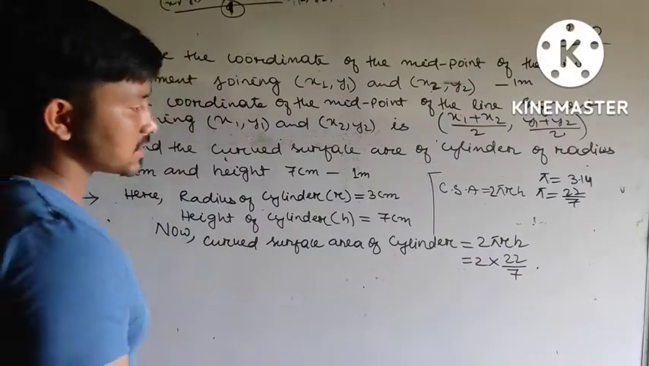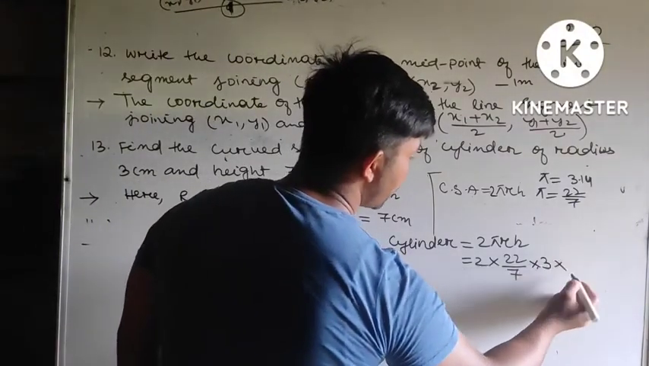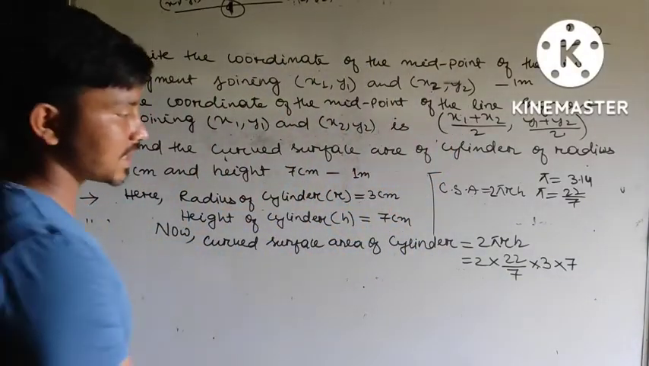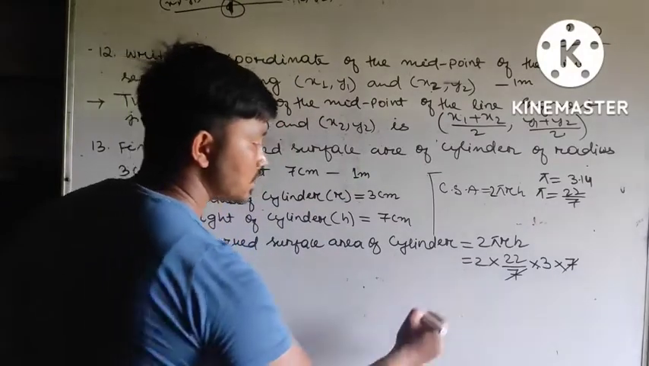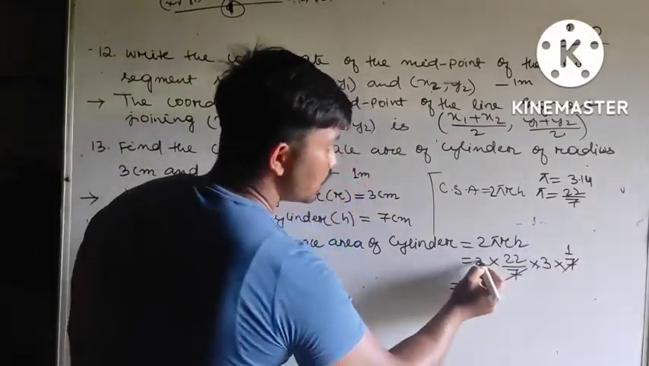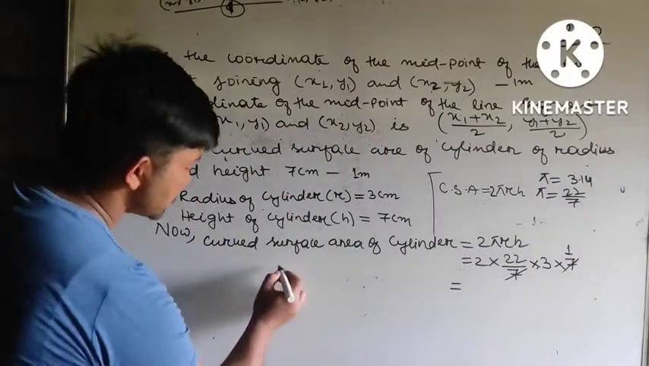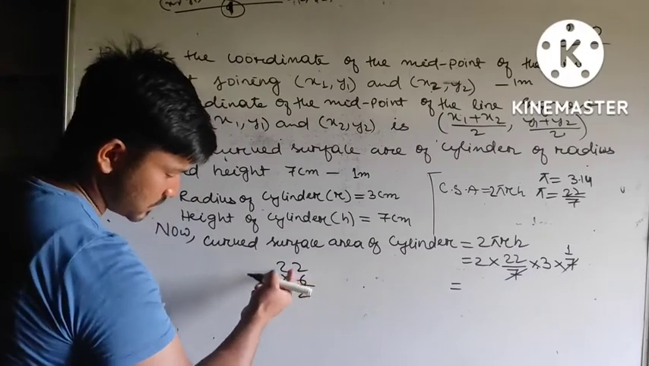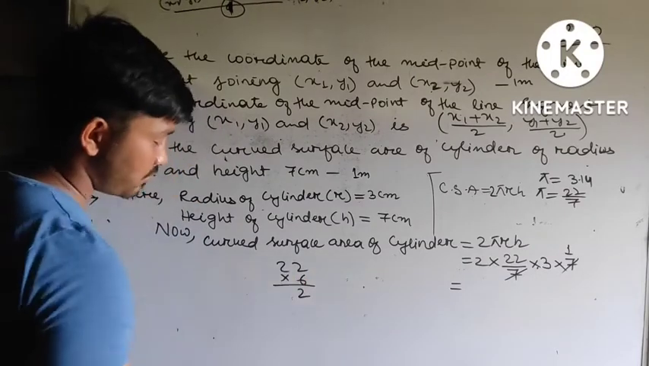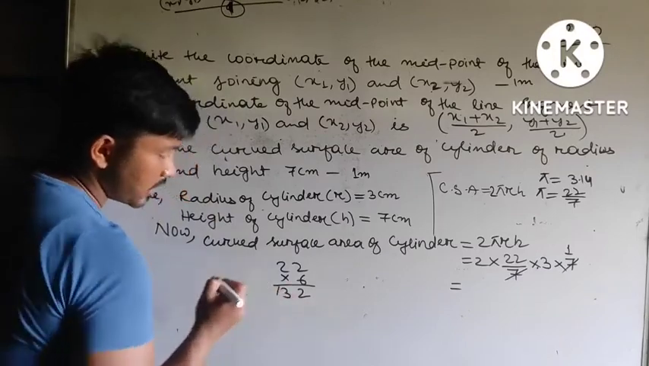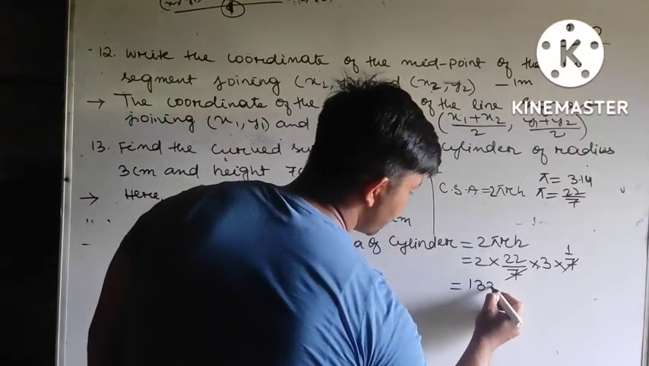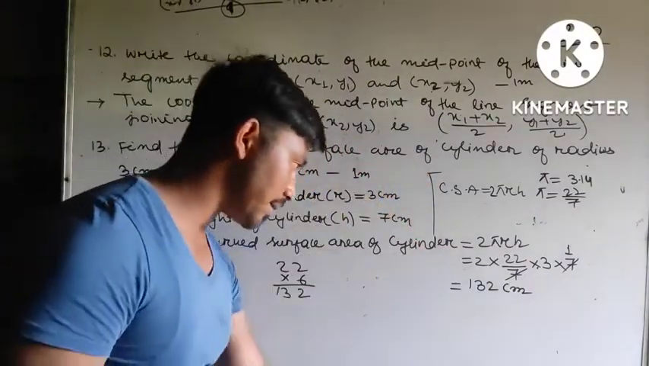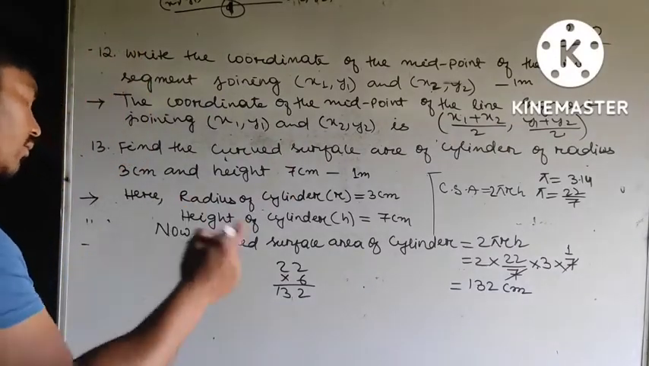And radius is given as 3 centimeter, and height is given as 7 centimeter. So I'll write here 7. Next, let's cancel. 7 and 7 can be cancelled, right? So whatever there is upside, let's multiply. 2 into 3 will be 6, right? 6 into 22. 2 times 6 is 12. 6 times 2 is 12 plus 1 is 13. Then we get 132. Centimeter is given, right? So we have to apply centimeter. If meter is given, then we will apply meter. If centimeter is given, then we are going to apply centimeter.